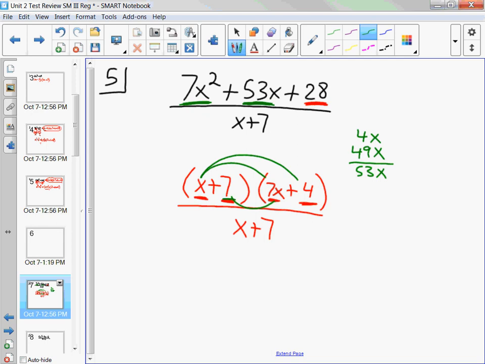And of course, I know that the last term, 7, and the last term, 4, in those two binomials times together gives me the 28. So I did factor that correctly. So I can cancel out the x plus 7's, because x plus 7 divided by x plus 7 is 1, and my answer is 7x plus 4.